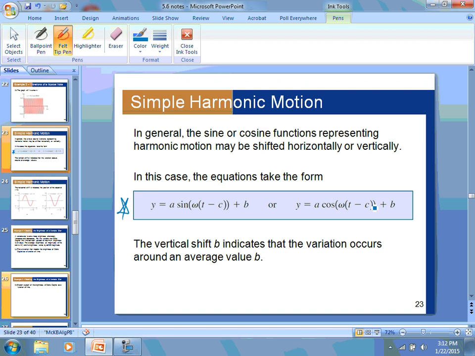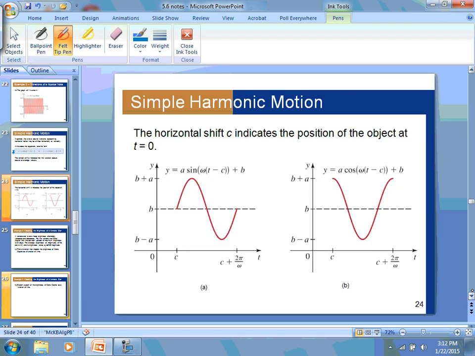So those transformations that we saw in the sine and the cosine curves previously in the chapter can still happen in the real world. So these are just some pictures to model that. This is showing that we're taking our original sine curve and we're moving it up a value of b, and then we're moving it to the right a value of c. Okay, so that just shows the shift. And this is for the cosine curve.